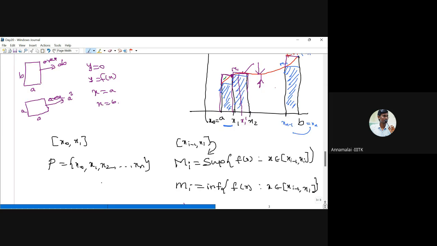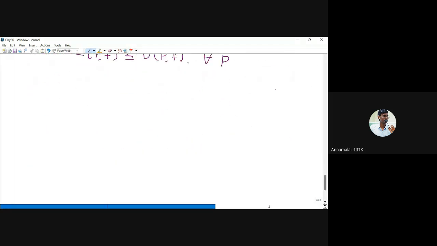So you have to vary the partitions. I am going to take the infimum of all the upper sums, varying the partition P. If we increase the partition points, the upper sum reduces, so you take the infimum. That we define to be the upper integral, integral a to b bar of f of x dx.